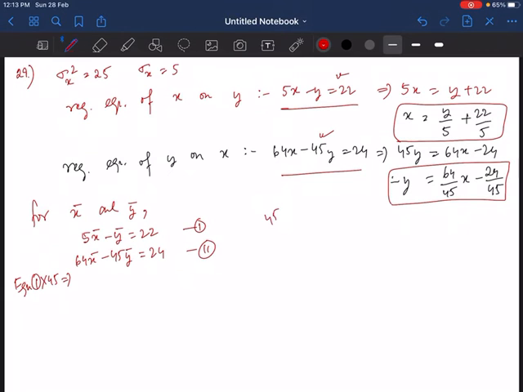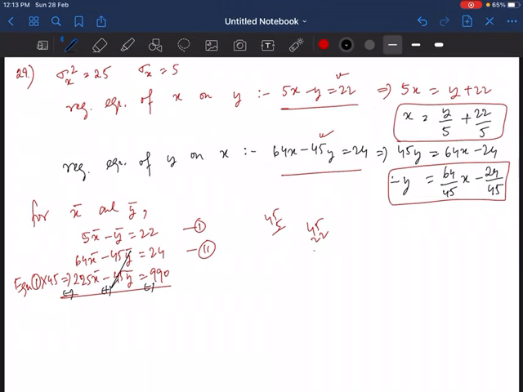45 into 5 is 225. So we have 225 x bar minus 45 y bar is equal to 45 into 22. 45 into 22 is 990. So we have this, and now we'll subtract. If I subtract, the signs will change. This will be minus, this will be plus, this will be minus.